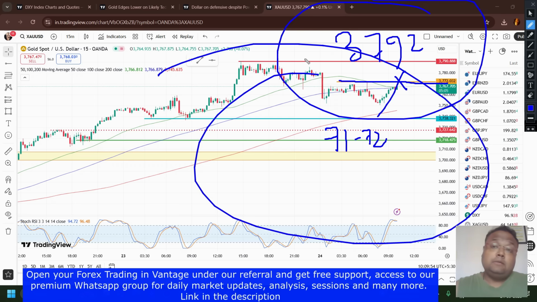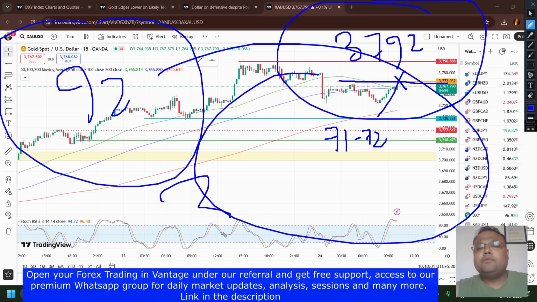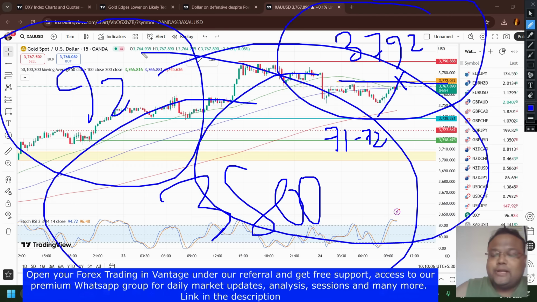But for gold to continue the upside, we need a breakout above 92, or in simple words, we need a breakout above 3800. So let's wait and watch.